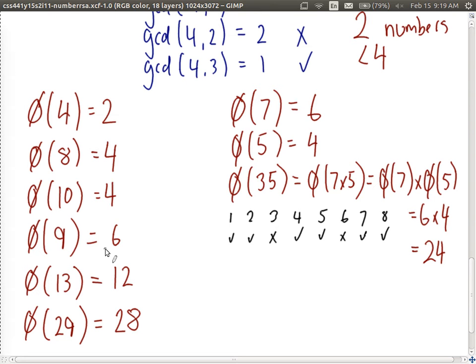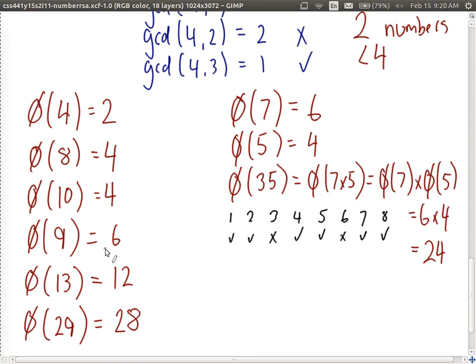The totient of a prime number is the prime number minus 1. And another extension of that: if we know some number is made up from multiplying two prime numbers, like 35, if we factor it into its primes, it is 7 times 5. 7 and 5 are both primes.